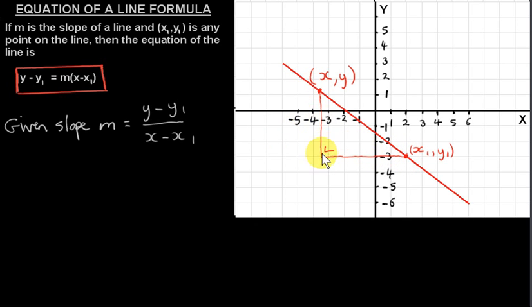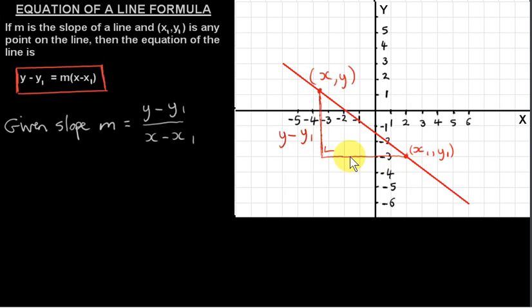The given slope m is y minus y1. We just subtract the y values. That gives us this distance here. Now, of course, this y minus y1 could come out to be negative. In this case, from the way I've drawn x, y, y is actually greater than y1. You can see that y minus y1 will actually come out to be positive.